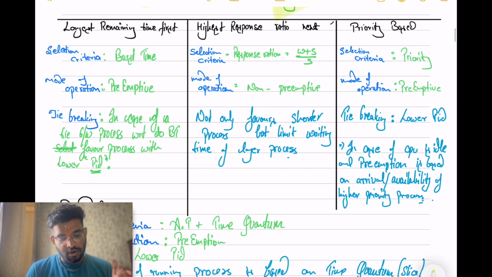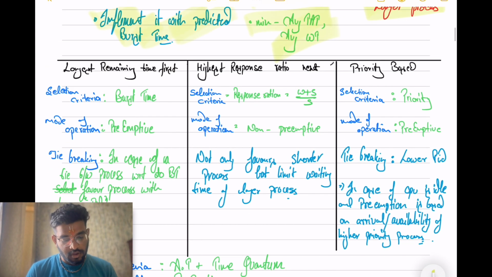Next is longest remaining time first. It's the same: selection criteria will be burst time, and mode of operation will be preemptive. Longest remaining time first, as the name suggests, favors the longest process, a process with a longer burst time. Tie breaking is the lower PID.